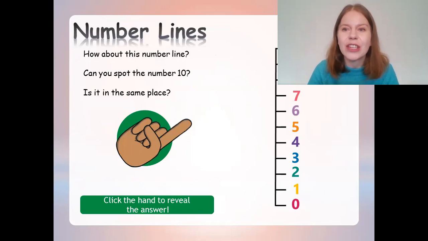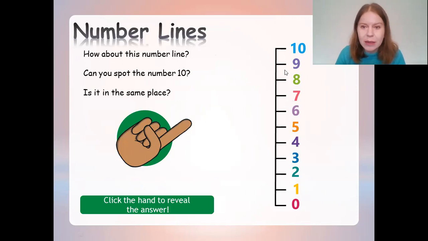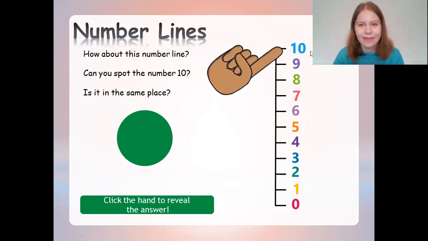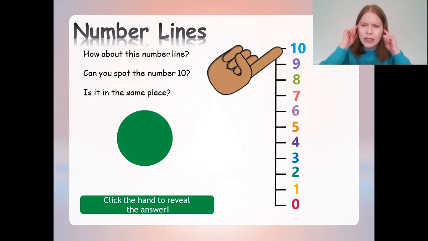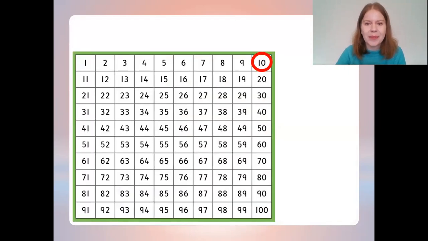Okay, now let's have a look at number 10 on this number line. So can you see the number 10? Is it in the same place or is it in a different place? I can spot number 10 at the top here. Let's see if we're right. Well done. Now once again, what is 1 less than 10? It's 9. Well done. And then can you remember what we said? What is the number which is 1 more than 10? It's 11. Well done. Oh, now I can see lots of numbers on this 100 square.